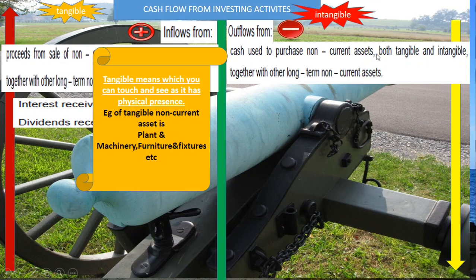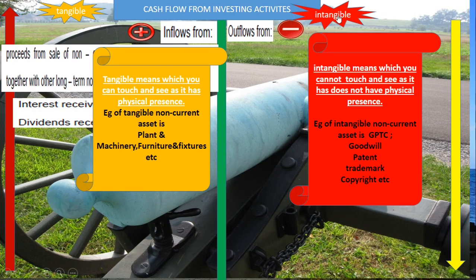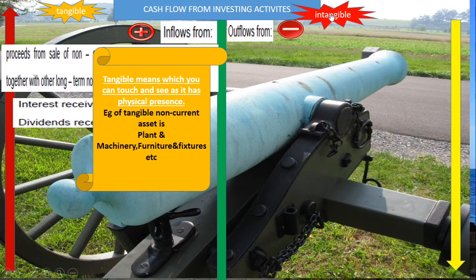So purchase of non-current assets is an outflow. Intangible assets are those which you cannot touch and see, as they have no physical presence. Examples of intangible non-current assets are goodwill, patent, trademark, copyright. If you have purchased them, that's your outflow, minus.